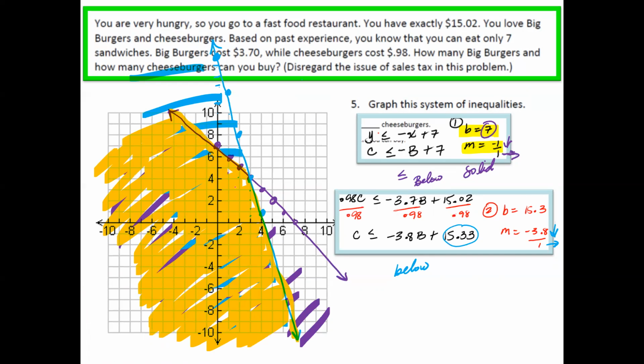Like, so for example, you can go ahead and use this part right here, which is 2, 4. So you could eat 2 big burgers and 4 cheeseburger and still not break the bank of $15.02 and not have to vomit because you exceeded 7 burgers because 2 plus 4 is only 6. Or you can do this one, which is 3, 1, and you still will not break the bank with 3 big burgers and then 1 cheeseburger. And any of these answers here would work.